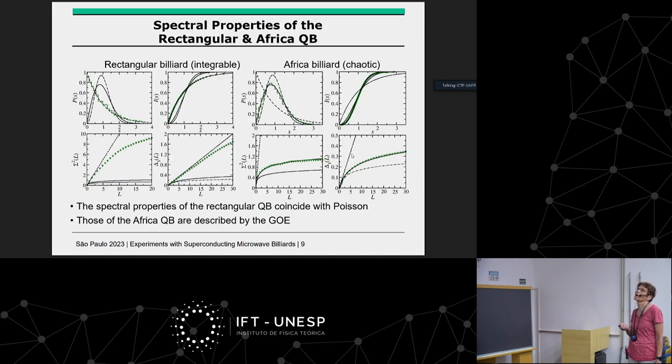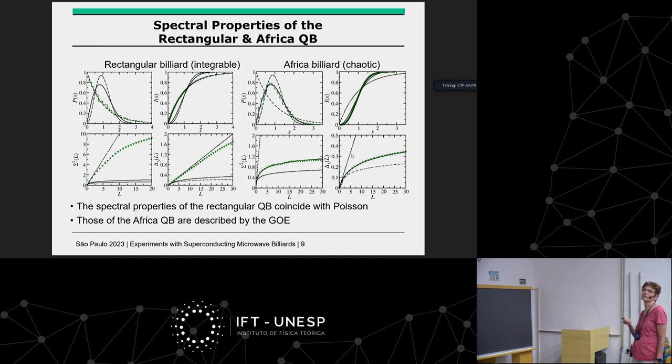So here are two examples. The rectangular billiard is an integrable system with regular dynamics. The Africa billiard is one with chaotic dynamics. And here I compare to Poisson. The dashed lines are Poisson. Then you have GUE, the dash-dotted line, and GOE, the black full line. Here I show the nearest neighbor spacing distribution, the integrated nearest neighbor spacing distribution, sigma 2 and delta 3.